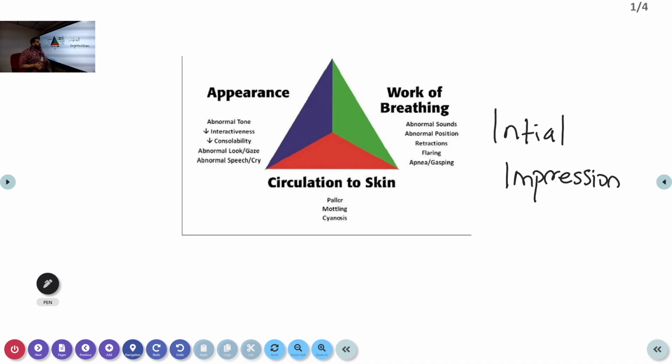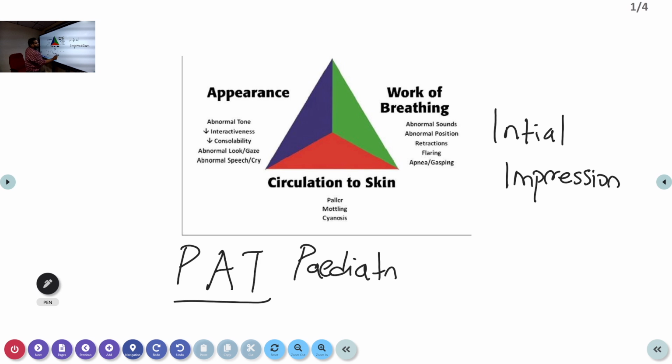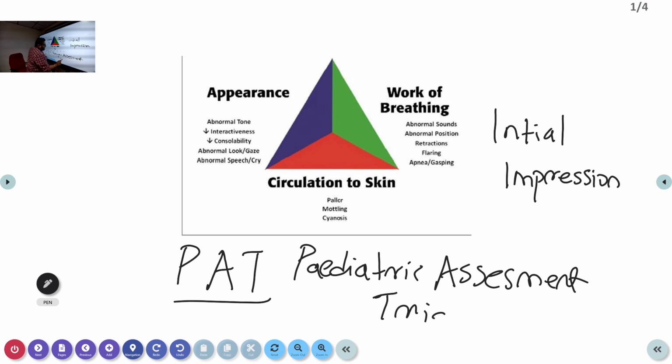That is called the pediatric assessment triangle, otherwise called PAT. This is the pediatric assessment triangle that you are seeing here. There are certain questions that you need to answer. With these we will come to know whether the child is sick or whether the child is stable.